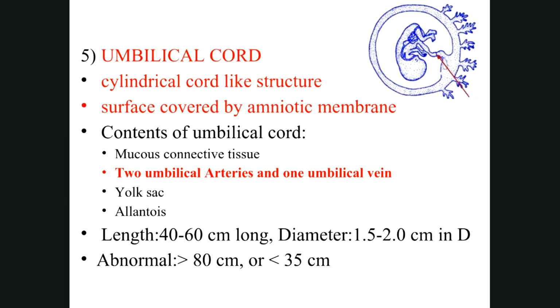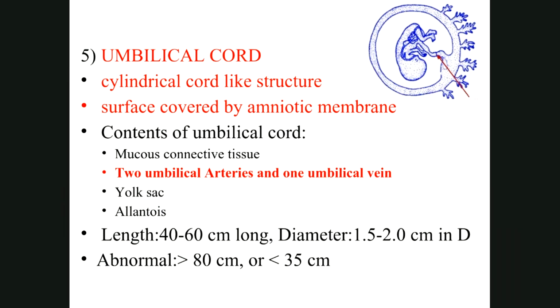So there is an artery and a vein, but how many arteries? Two. They are known as umbilical arteries. And what is the vein? Umbilical vein. So there is one umbilical vein and two arteries in the umbilical cord. Arteries carry deoxygenated blood from the fetus to the placenta for oxygenation, and the vein carries oxygenated blood from placenta to the fetus.